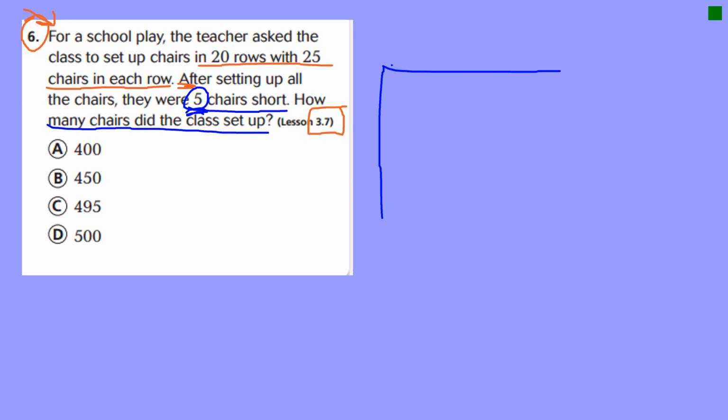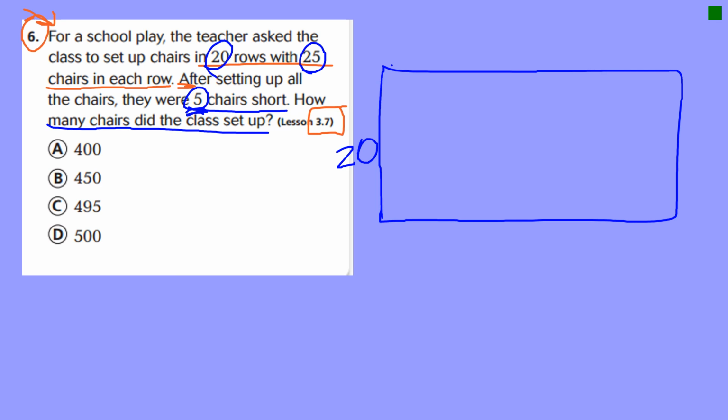Let me see. Do we need this array? You probably don't even need it anymore, do you? Let's just do it anyway. 20 rows with 25 chairs in each row. Okay, you guys remember those beautiful arrays, right? So if we have 20 rows of 25, 20 rows of 25. Okay, we can do mental math, boys and girls. Look at these numbers and just pause for a second. You can do mental math here.